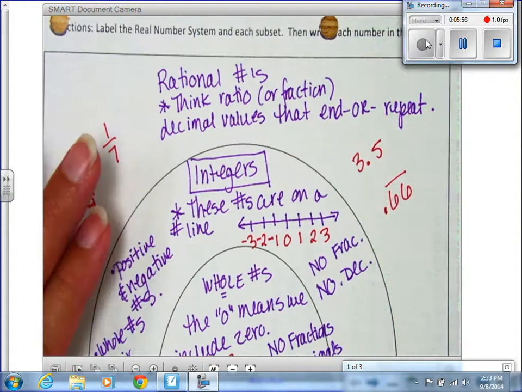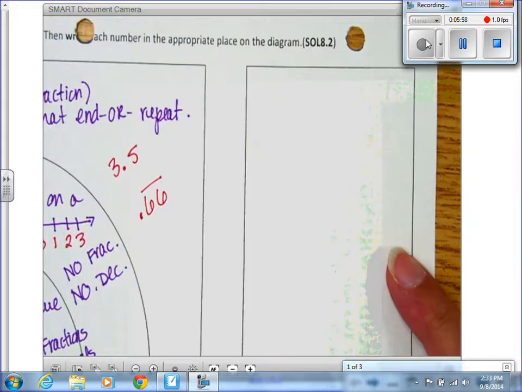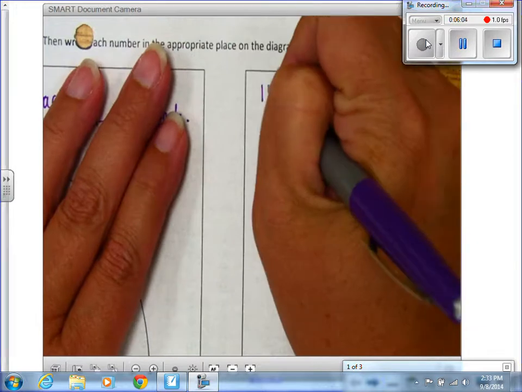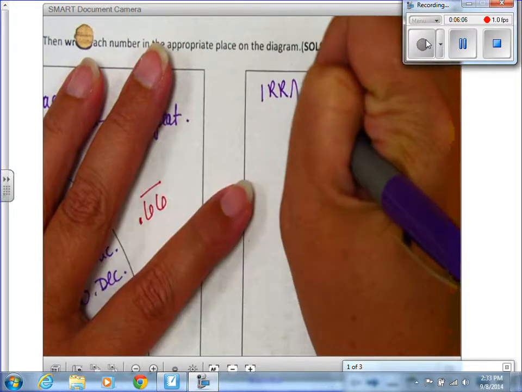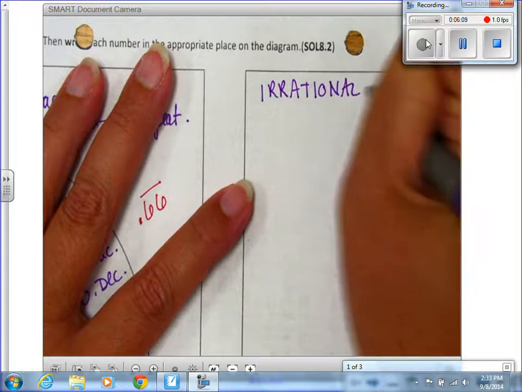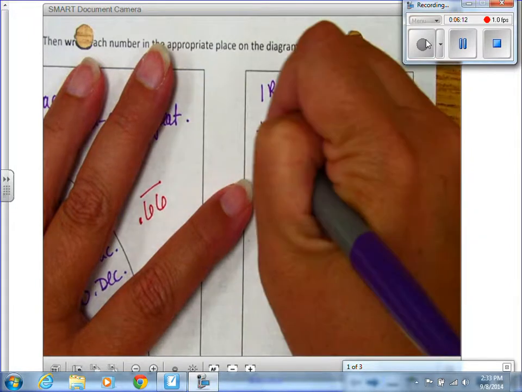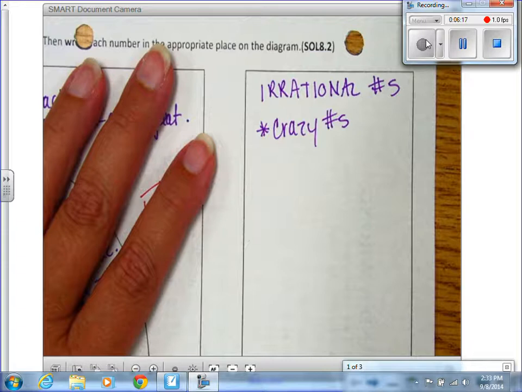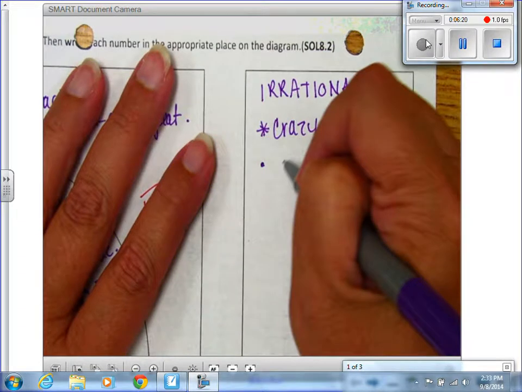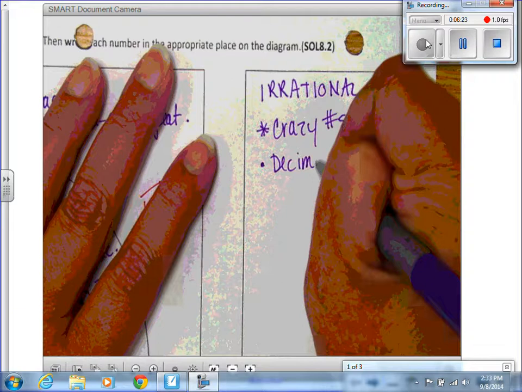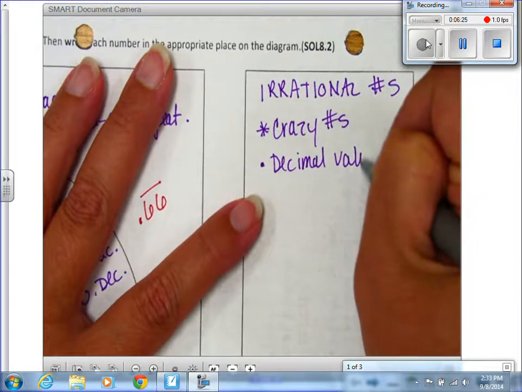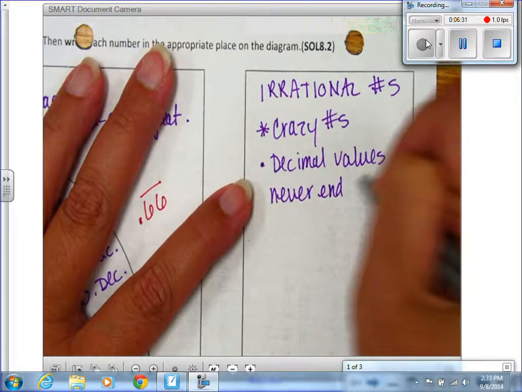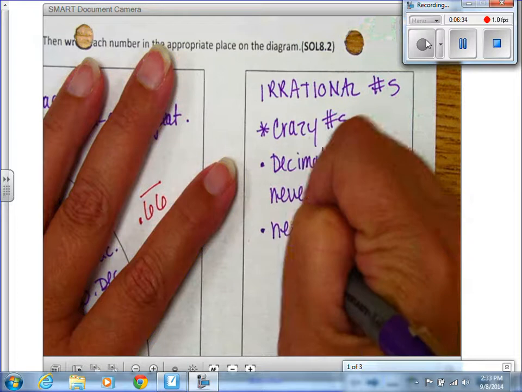We also have something called irrational numbers. That's what we're going to put in this column here. And a lot of people kind of think of anything that's irrational as crazy. So you can kind of think of these as your crazy numbers. The reason why we're calling them crazy is because our decimal values never end, and they also never repeat.